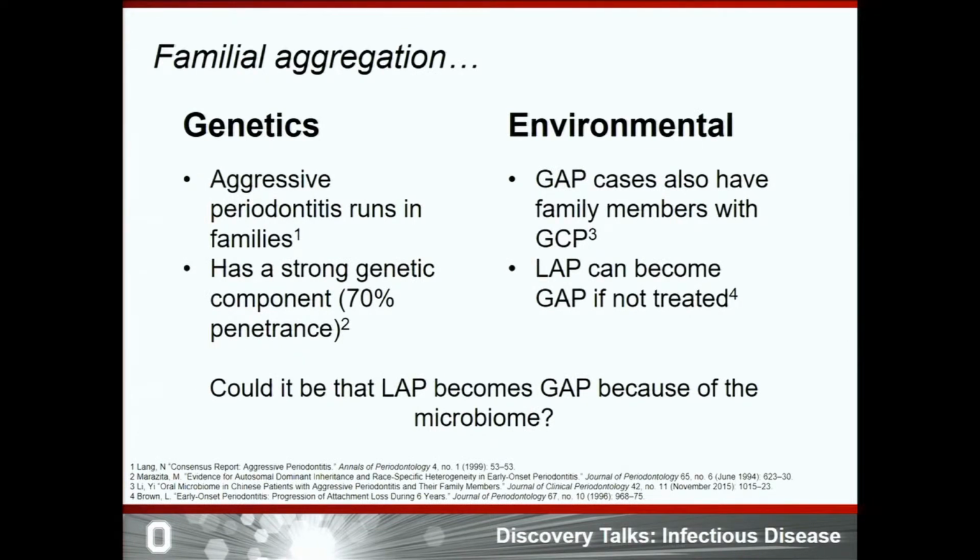Typically, when we think about a disease such as aggressive periodontitis, we think genetically. And there is plenty of evidence that says that aggressive periodontitis of both forms has a genetic factor in it. There is strong genetic penetrance, but what the new studies are showing us is that generalized aggressive periodontitis cases actually live with people that have chronic periodontitis within the same households. Also, localized aggressive periodontitis, if left untreated, can actually transform into generalized aggressive periodontitis. So that gives you an idea of how the environment actually shapes the microbiome as well. That started us thinking, could LAP actually become GAP because of its microbiome?